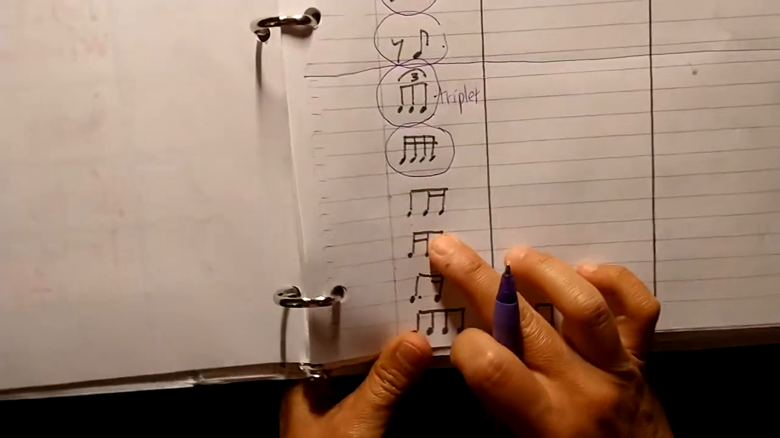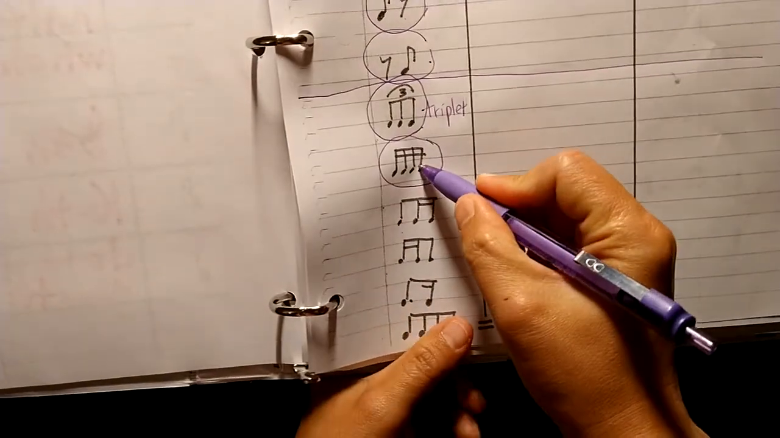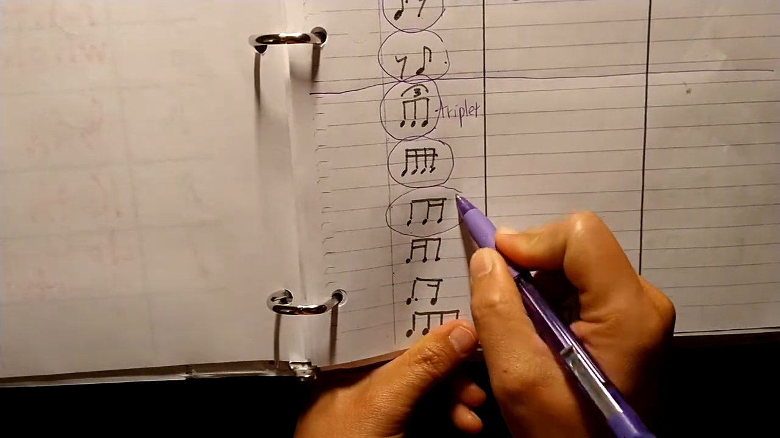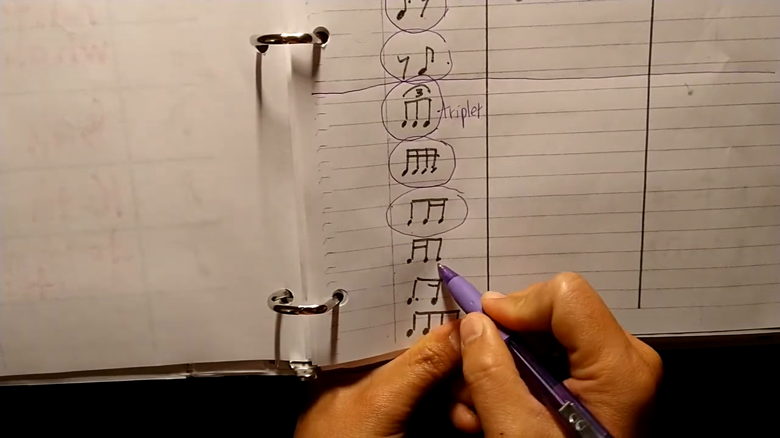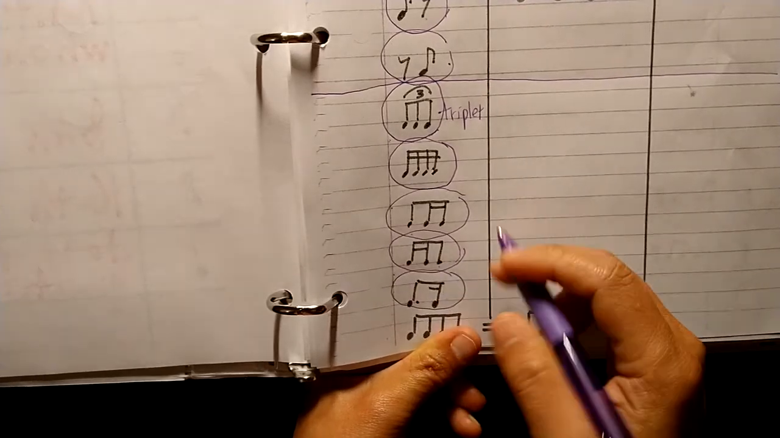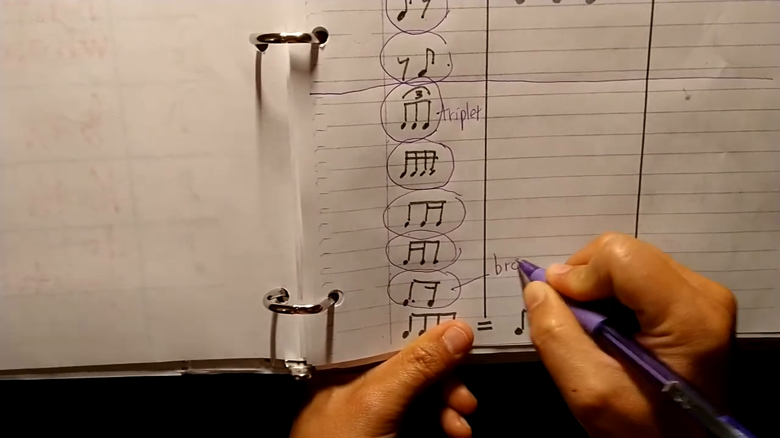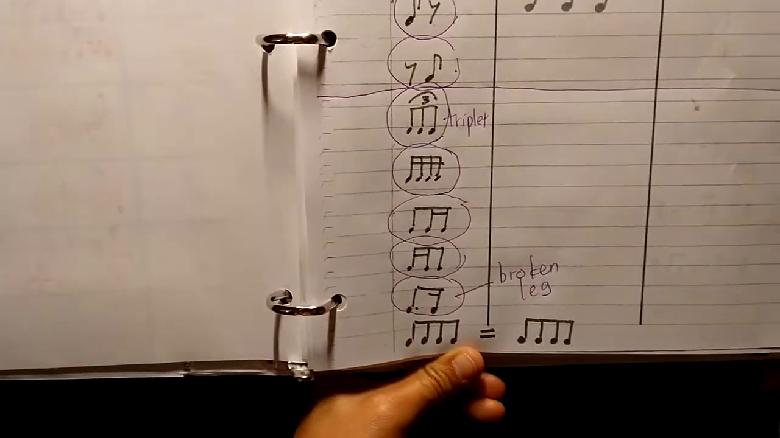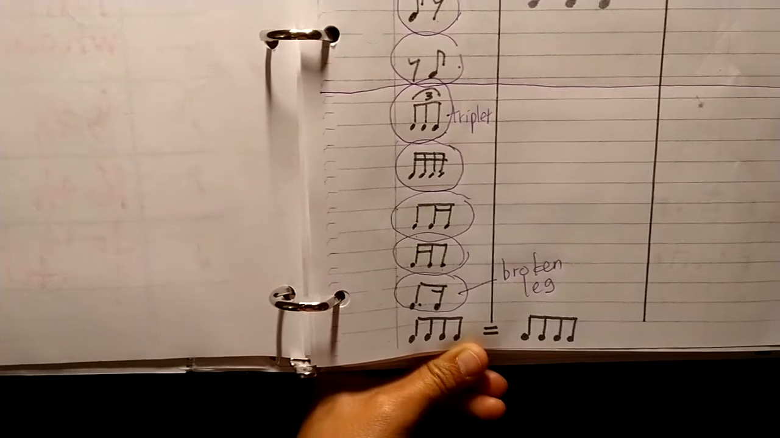And this is a variation that came from here, okay? 1 eighth note and 2 16 notes together is 1 beat. 2 16 notes and 1 eighth note together is 1 beat. And this one has a special name as well. This, I call it broken leg rhythm, nickname. Like this together is 1 beat.